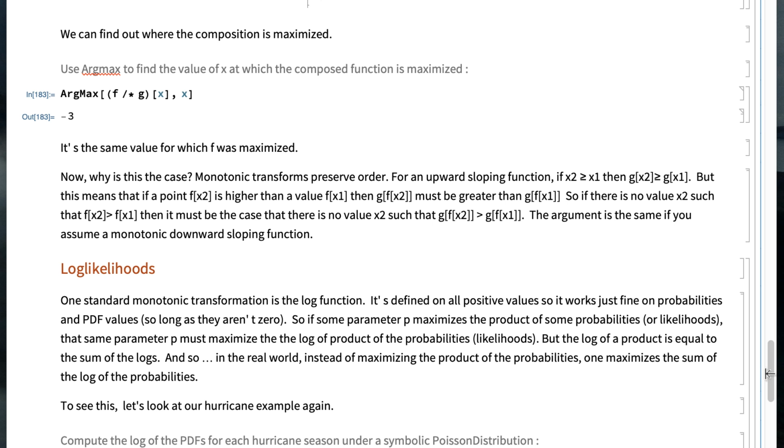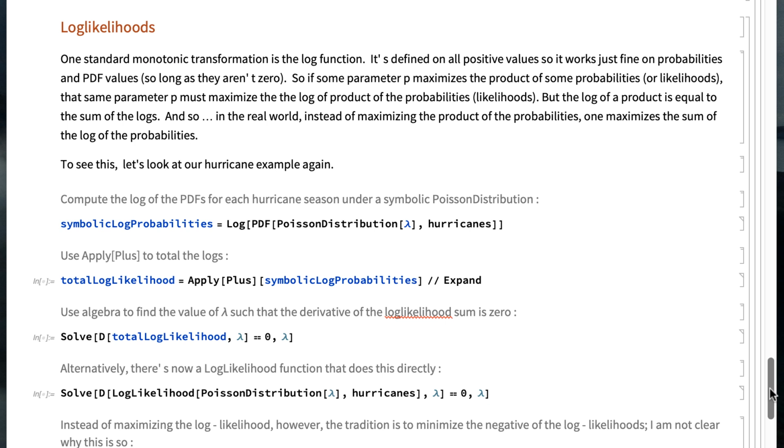Okay, so with that in mind, there's a specific monotonic function that I have very much in mind to use here, and that's the log function. Log is defined on all positive values, so it's going to work just fine on probabilities and PDF values, so long as they're not 0. And so if some parameter p maximizes the product of some probabilities or likelihoods, that same parameter p must maximize the log of the product of the probabilities.